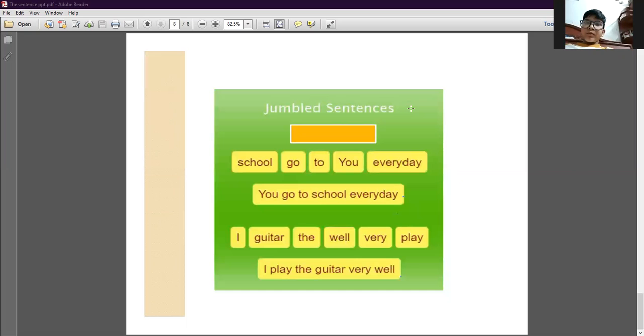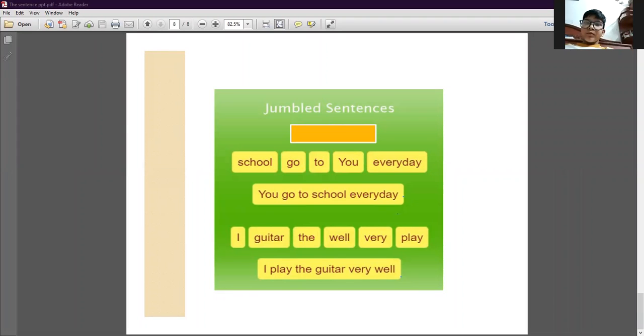Next is here: school go to you every day. So this is a practice of your jumbled sentences, student. Okay, now you have to use the group of words and put them into a correct order to make a sentence. Yes, the answer is here: you go to school every day. First one is the subject, and after that we use the verb go, and after that we have to use the predicate part also, to school every day. Clear, student?